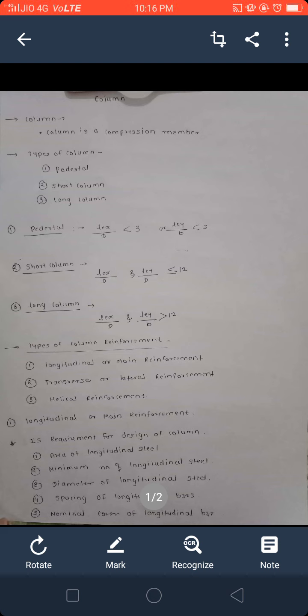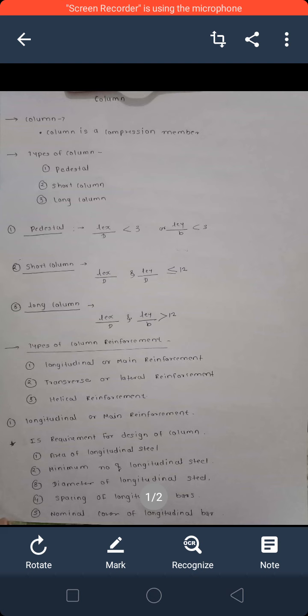Here we are considering LEX as the effective length of column in respect of its major axis. Capital D is the depth in respect of major axis. LEY is the effective length of column in respect of minor axis, and B is the width of the member.